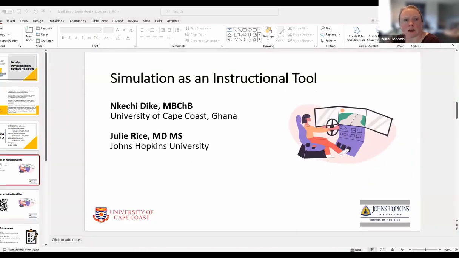Our initial session, as I mentioned, is going to deal with simulation as an instructional tool and feature Dr. DK from the University of Cape Coast, as well as Dr. Julie Rice from Johns Hopkins University. And I am going to go ahead and turn control over to them.